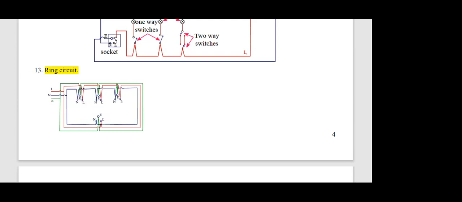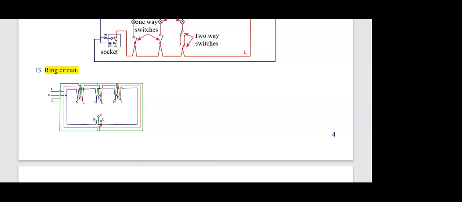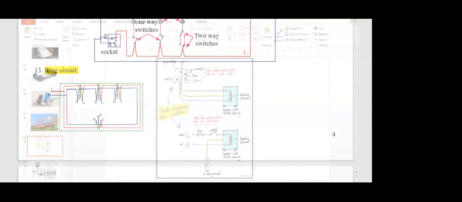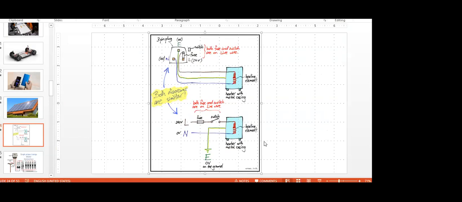I'll move to the PowerPoint slide now. Okay, let me share the PowerPoint now. You can see the screen now. Okay, let me explain this diagram. You can see the whole diagram now.